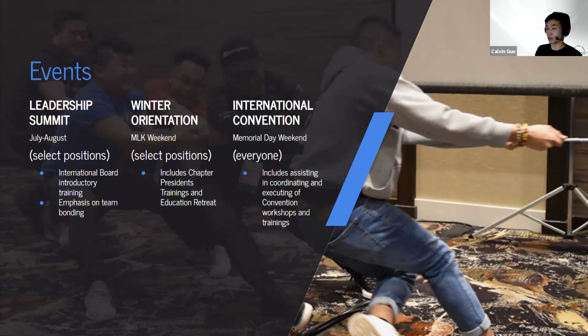During Leadership Summit, select positions go to it, but it's basically a training and welcome into the international board, with an emphasis on team bonding. This is the first time that members of the newly incoming international board get to meet with each other in person. Next up, we have winter orientation, which is during MLK weekend in January. It includes select positions, and the president as well as new member educators will be going out to this.